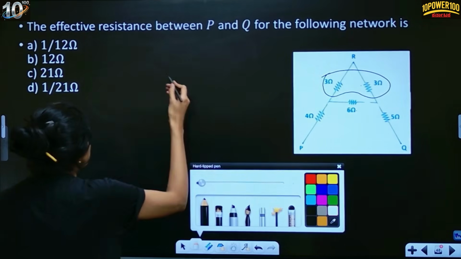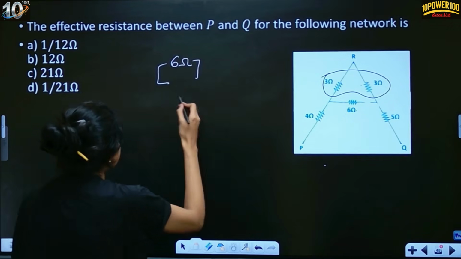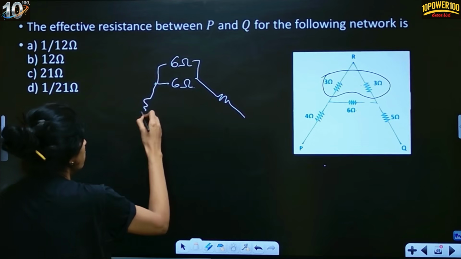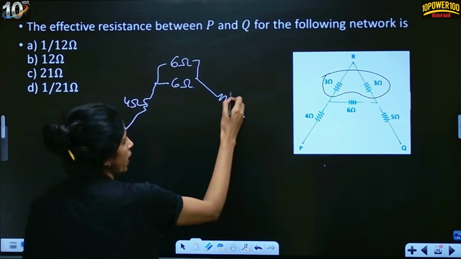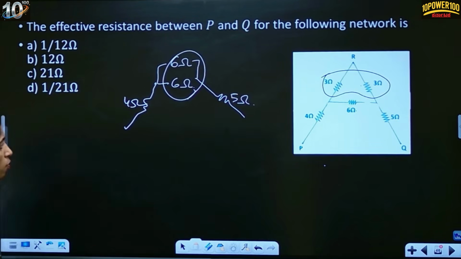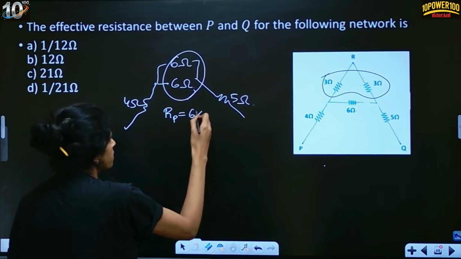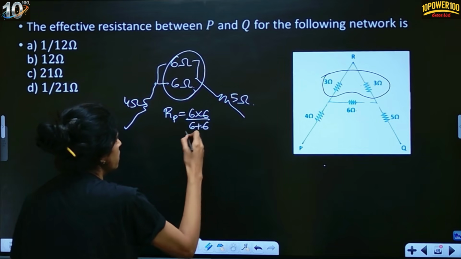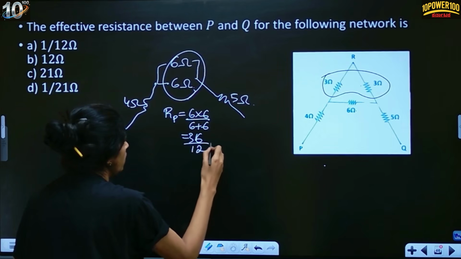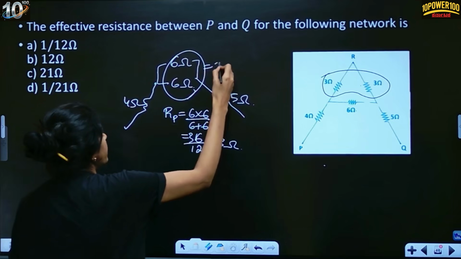Okay, so 3 plus 3, since they are in series, we'll add them. 3 plus 3 is 6 ohm. So 6 ohm and 6 ohm are in parallel, guys, along with the 4 ohm and 5 ohm. Now find the parallel of 6 ohm and 6 ohm. What's the parallel formula? Rp equals R1 into R2 by R1 plus R2, so 6 into 6 by 6 plus 6. 6 into 6 is 36, by 12. 12 threes are 36. So 3 ohm. The complete thing you will get as 3 ohm.